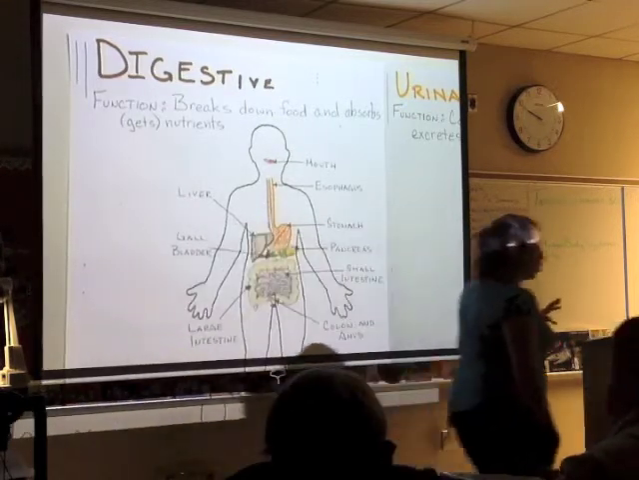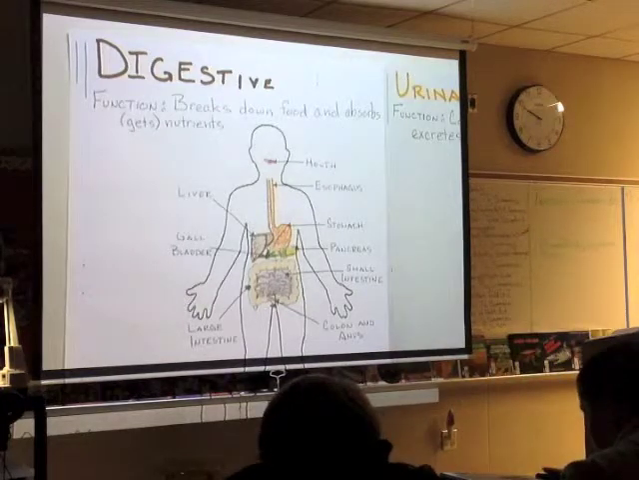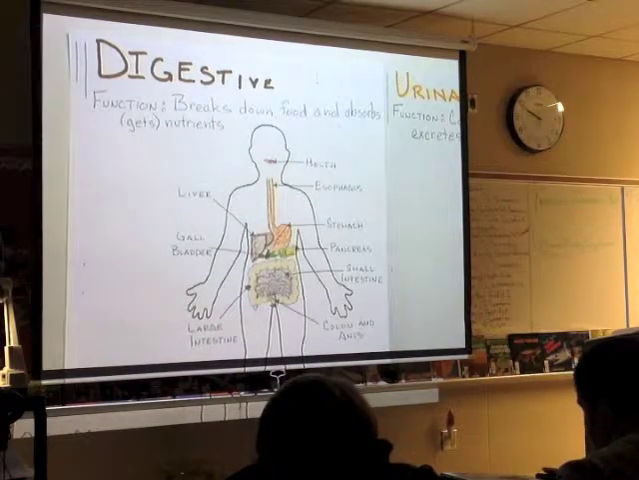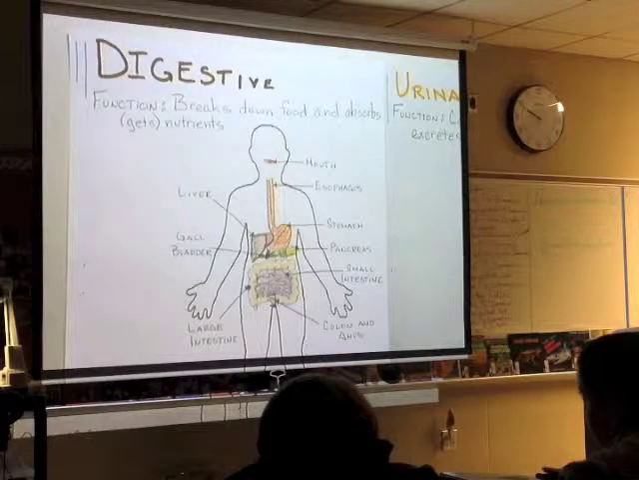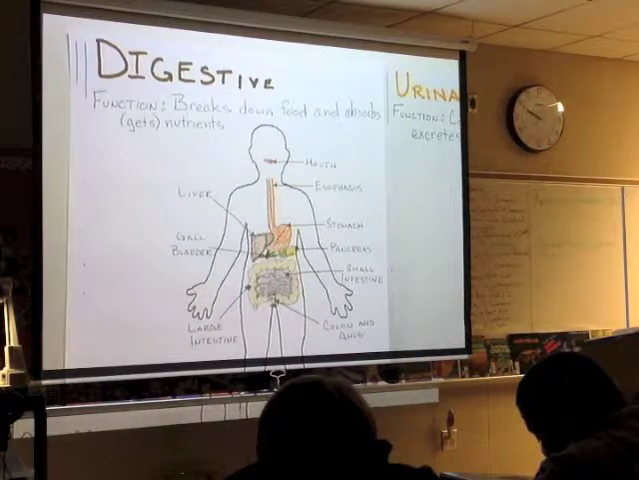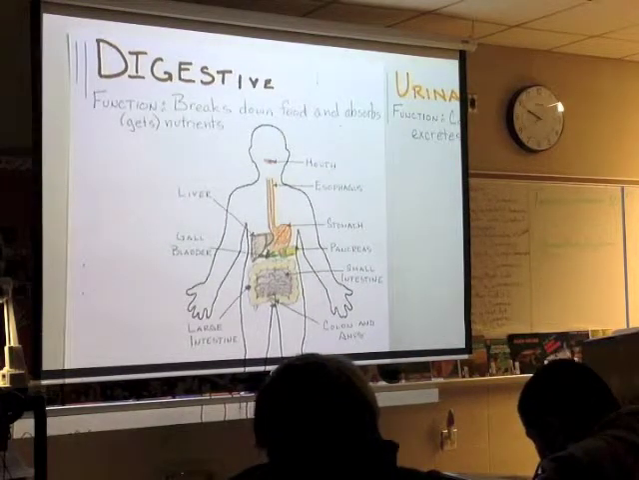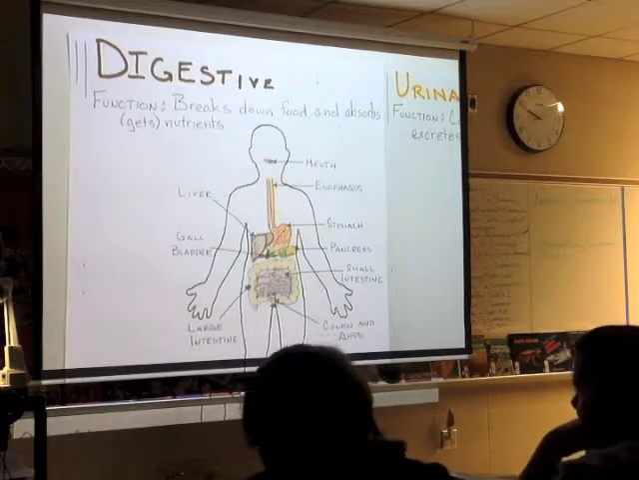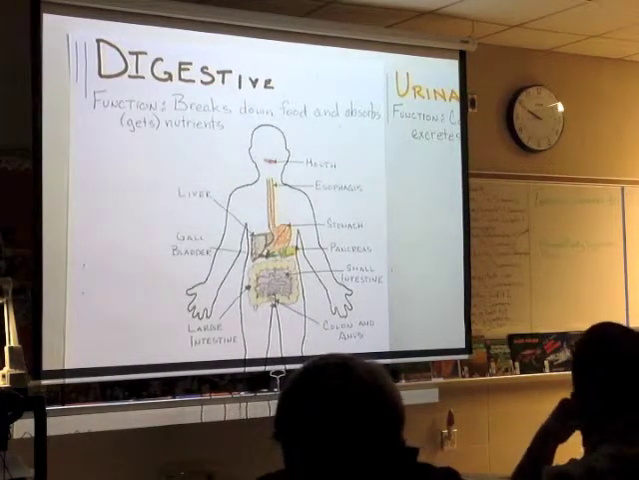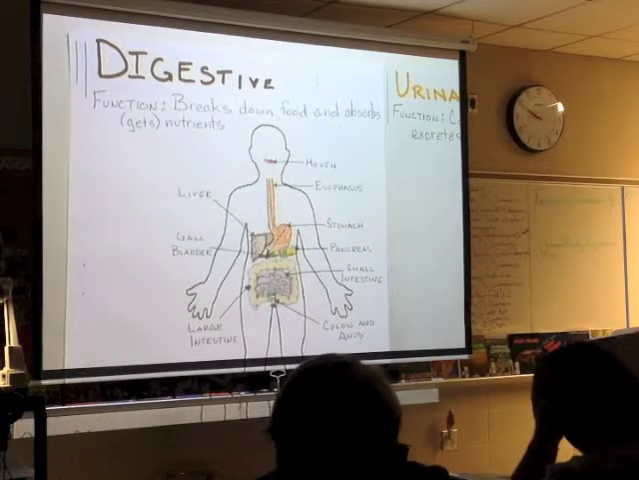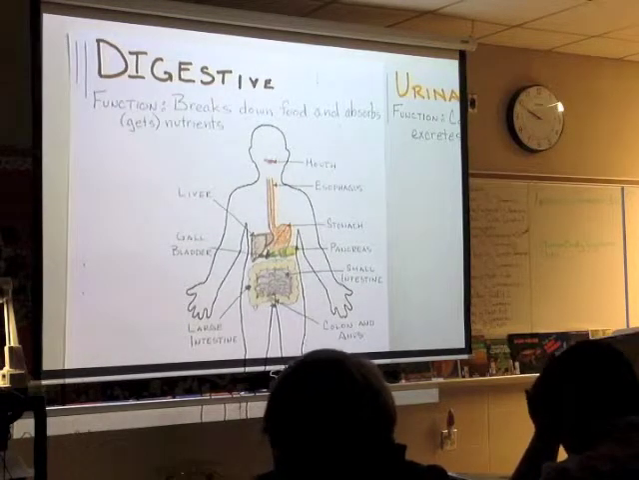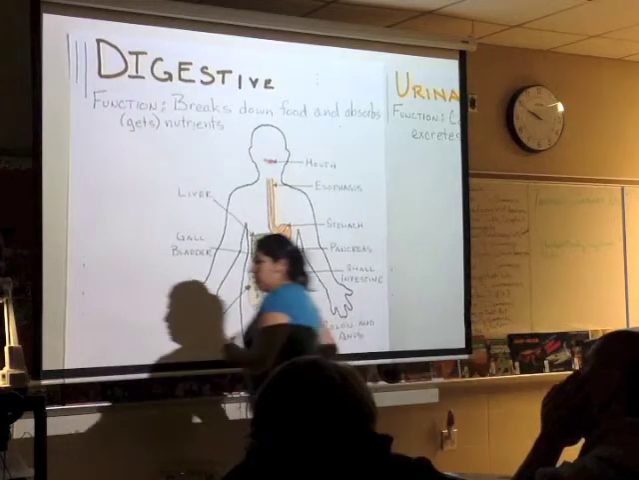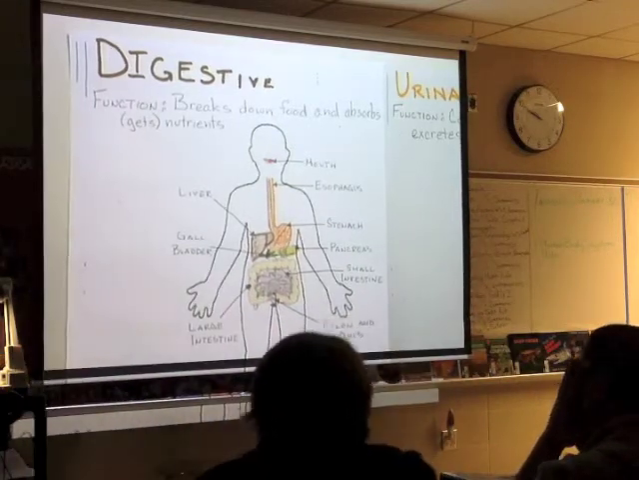Now, what I need you to understand is the major organs, which are the stomach, the small intestine, and the large intestine. Those are your major organs. But what you need to realize is that all these other things need to work in order for those 3 major organs to do their job. So looking at specifically what each one does.